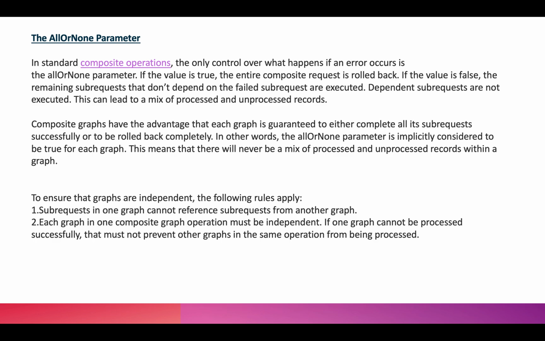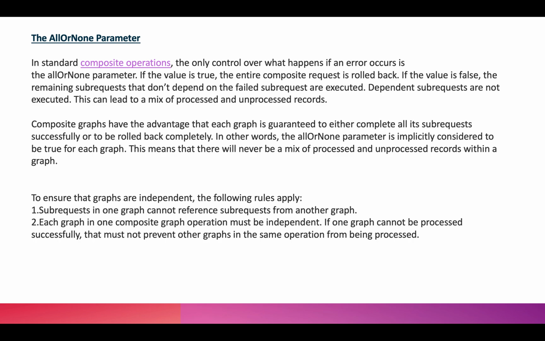Now, composite graphs have the advantage that each graph is guaranteed to either complete all its sub requests successfully or roll back completely. In other words, this parameter is implicitly considered true for each graph. This means there will never be a combination where some of the requests are errored out and some have unprocessed records within a particular graph.